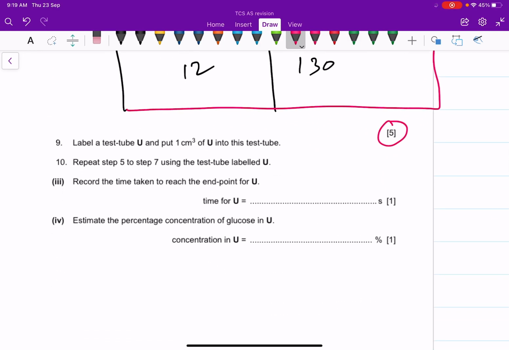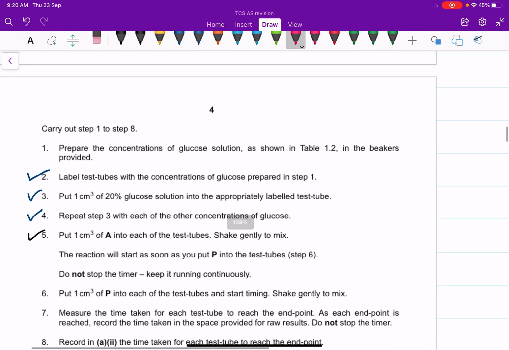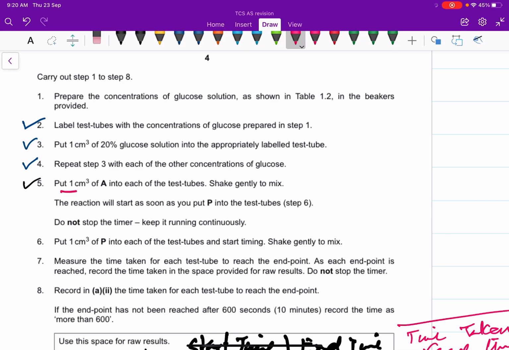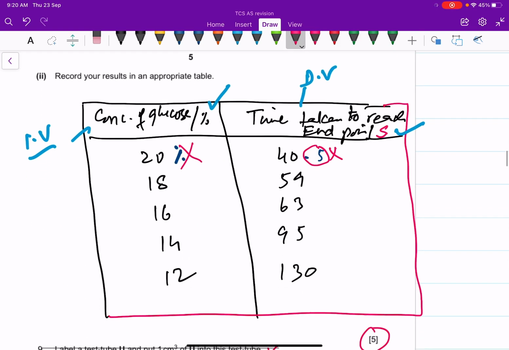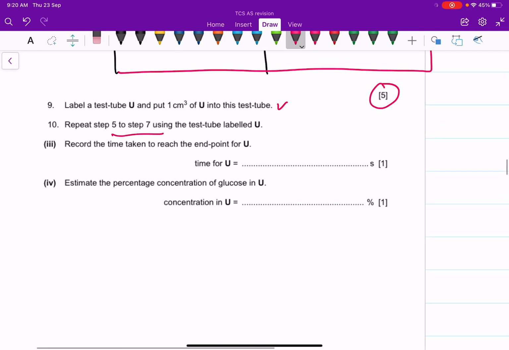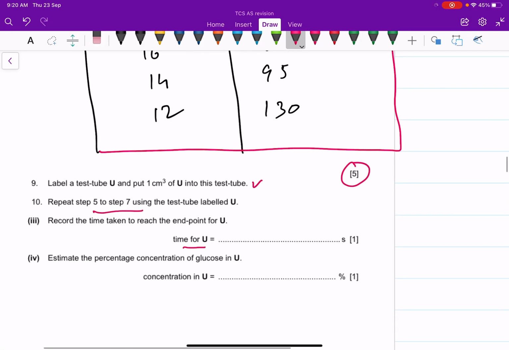Label a test tube U and put 1 cm cube of U into this test tube. Repeat steps 5 to 7. What are steps 5 to 7? You have to put 1 cm cube of A and 1 cm cube of B and record the time taken for the U solution as well. So whatever time you take for U, you should write it here. For example, maybe 45 seconds, okay?